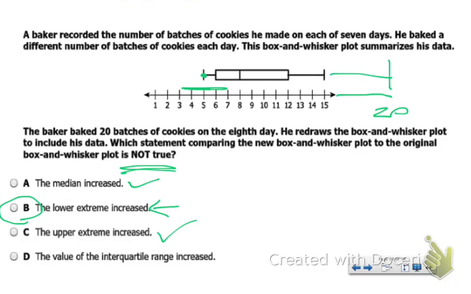Upper extreme increased, yeah, that makes sense that this would shift up. And the value of the interquartile range increased. That also makes sense, because if that's moving up, you're going to get a bigger number in here.